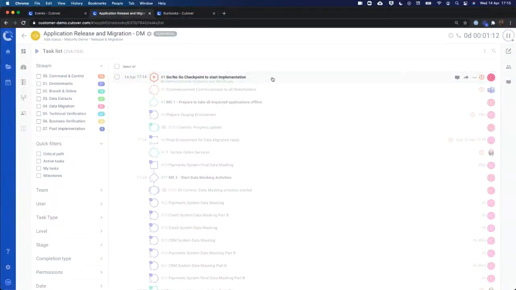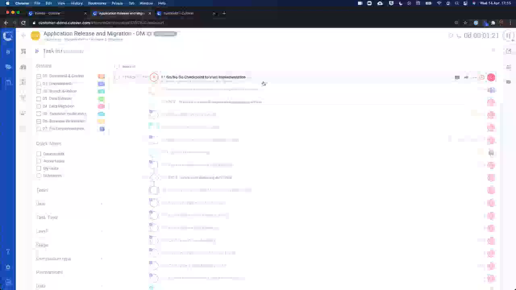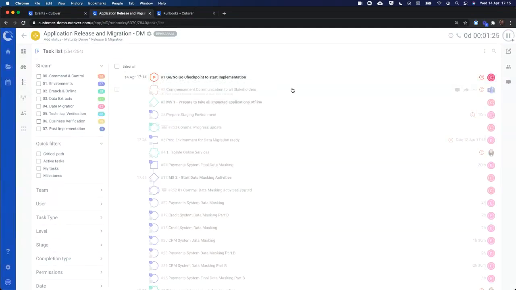Now, when tasks are late, you probably won't see it on this runbook, but when tasks are late, they'll turn orange, and that's Cutover's way of saying that those tasks are late. And if you hover above them, you'll be able to see how late they are according to the planned start time, etc.